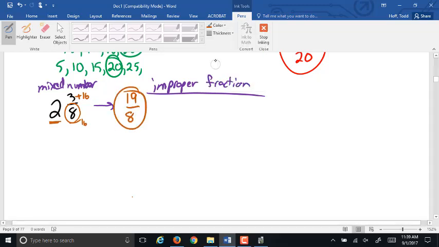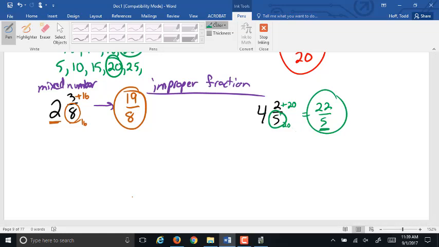If we had 4 2/5, walk me through it. 4 times 5 is 20. Perfect. 2 plus 20 is 22/5. Perfect. Notice the denominator never changes. The denominator stays the same. We haven't done anything to change its name. We've just manipulated its form.